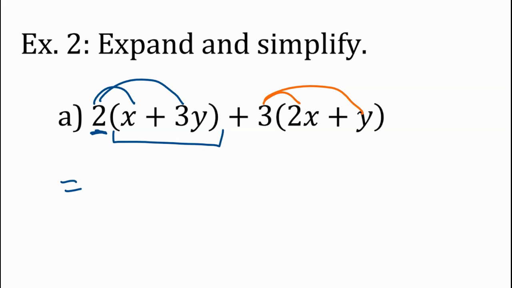Sounds good. All right, so 2 times x is 2x. 2 times 3y is 2 times 3 is 6, so 6y. Stop multiplying. 3 times 2x is 6x. 3 times y is 3y.